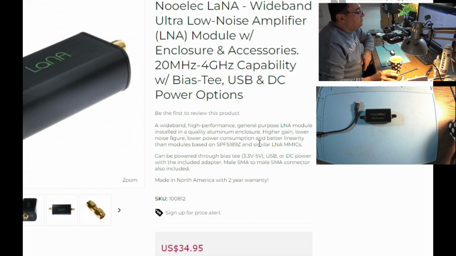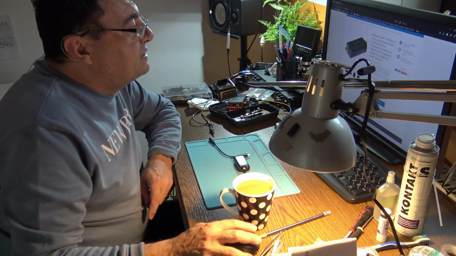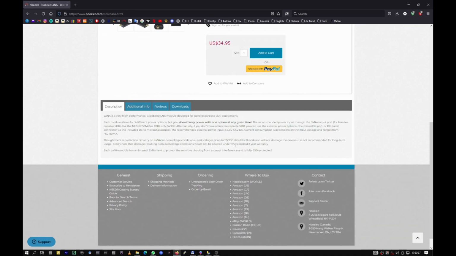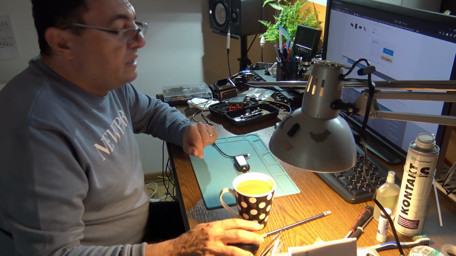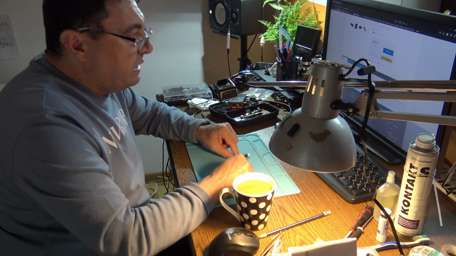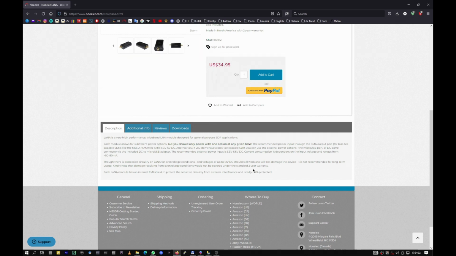lower power consumption and better linearity than modules based on CPF5189Z. I mean, let's hope so. And similar blah blah blah. Okay, so it can be powered with 5 volts, from 3.3 to 5 volts, through USB, DC power and so on. What else to know about that? Accidentally, if we apply 12 volts, it will still work because it has a linear power regulator. They are saying it's not okay to have it for the long term on 12 volts.